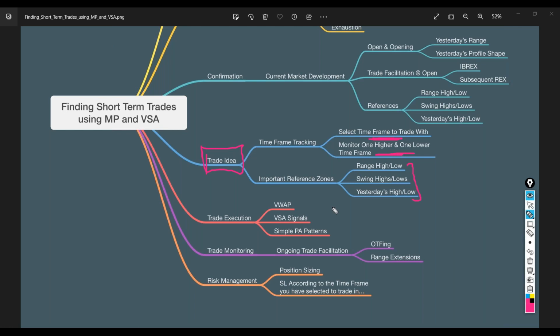You look at action references. So what are those action references that you will be looking at? Because that is where you're going to execute your trade. First, VWAP. VSA signals are important. Some basic price action patterns can be useful to enter or exit a trade.